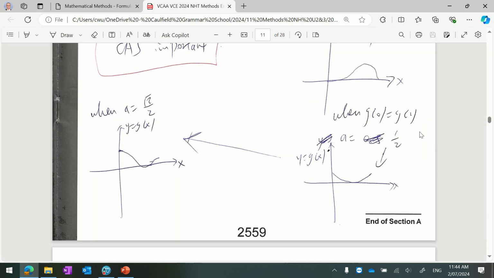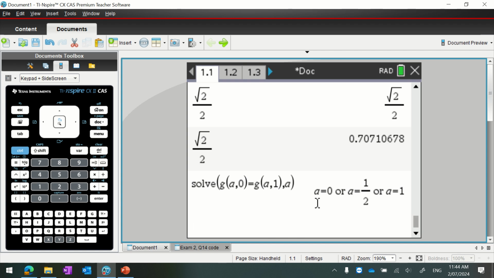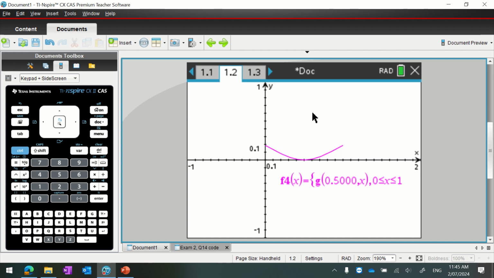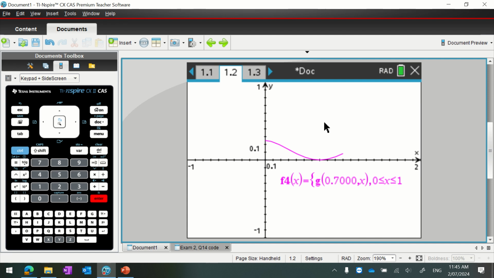And I didn't write this down on my paper. A is half, but what I actually did behind the scene is I actually confirmed. I pretended I did not know the answer, and I didn't know the answer really when I was first doing this. All I was trying to do is ask the calculator what a value will give me the same y value when x is 0 and x is 1, and it's half. All right, so that's good. That confirms it, and I can keep increasing it, still absolute maximum.